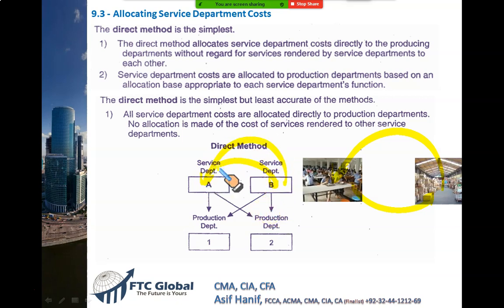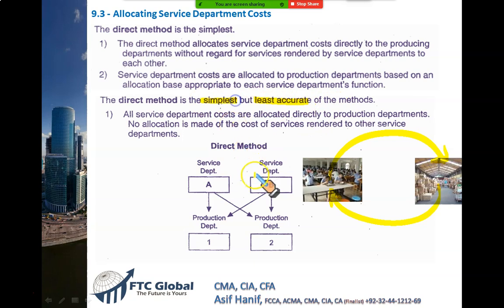They serve each other. But what we have done here, we have simply shifted the cost of canteen to production 1, production 2, and cost of store directly to production 1, production 2. Where is their interdependence? They are serving each other. How can we ignore that? So for the time being, let us first try to understand the direct method. There is a problem with it because these departments serve each other. Canteen keeps its material in stores and store people, they eat food from canteen. So they take services from each other. But here we have totally ignored this.